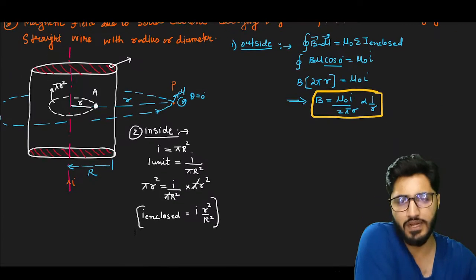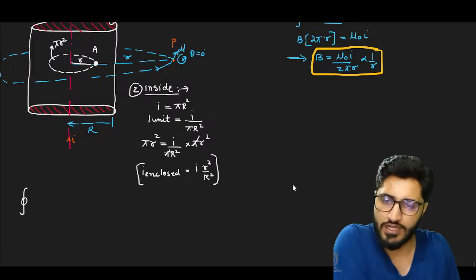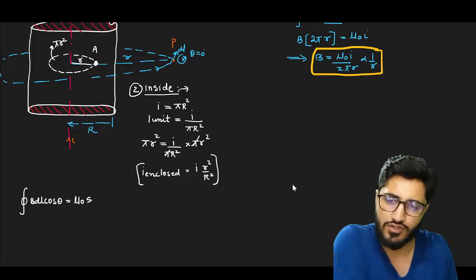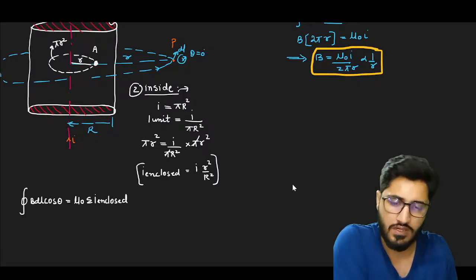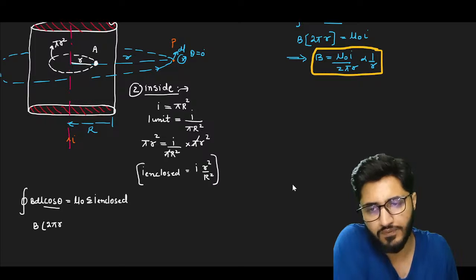Now we can apply the law. Closed integration of B dl cos theta simply equals mu naught summation of I enclosed. B cos 0, cos 0 is 1. Now I can write B dl. What is dl? It will be 2 pi r only. Mu naught, and what is the current inside? Current inside will be I r square by r square.